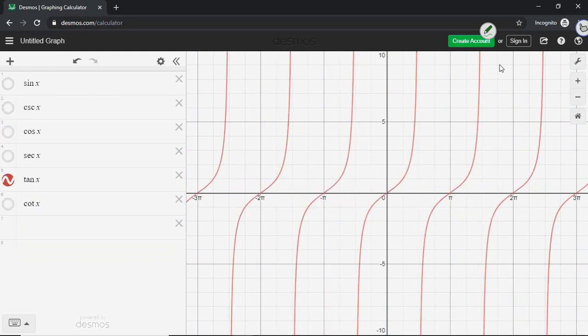Tangent is a little more exciting because we have zeros at the multiples of pi, which are going to become vertical asymptotes. We also have vertical asymptotes at the odd multiples of pi over 2, which are going to become zeros. So what should the graph of cotangent look like? Well, one idea that might come into your head is just to take the tangent graph and just shift it all over by pi over 2, and that's pretty close.